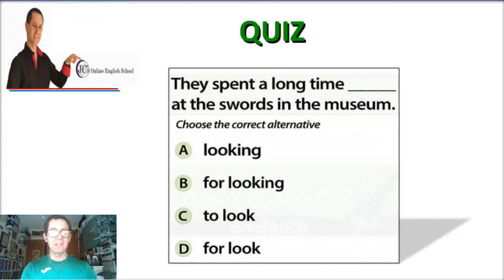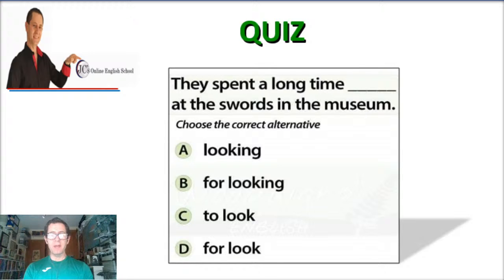Okay. Gentlemen, here is the first question for today's quiz. There are 2 questions, okay? This is the first one. Quiz number 1. They spent a long time at the swords in the museum. The possible answers are Alpha, looking, Bravo, for looking, Charlie, to look, and Delta, for look.